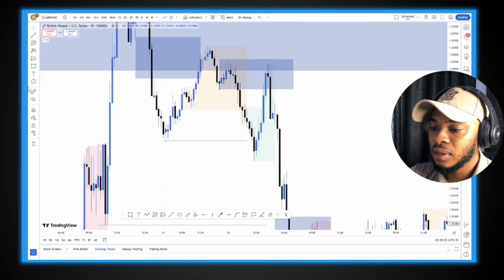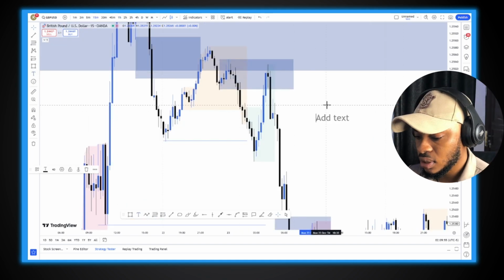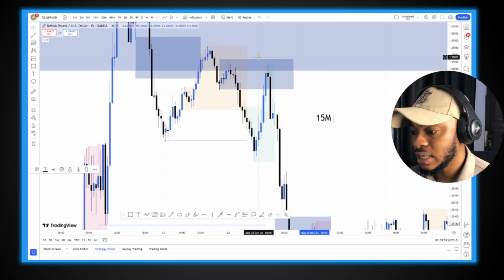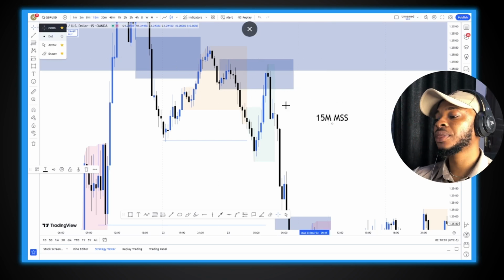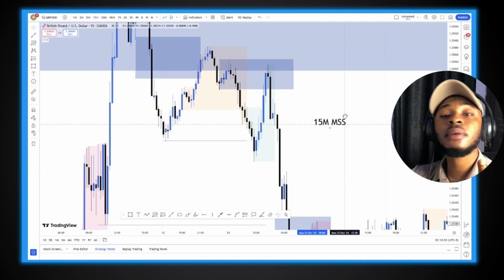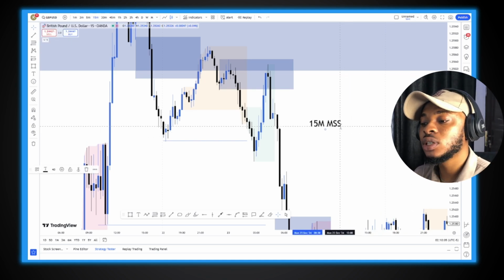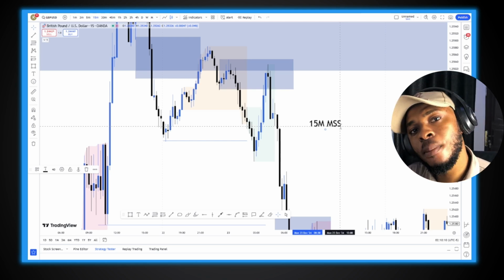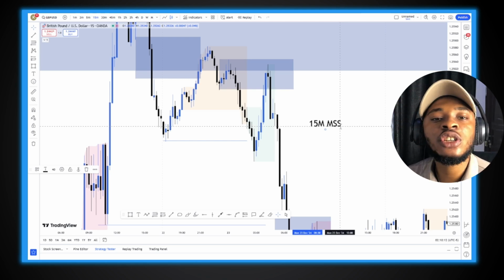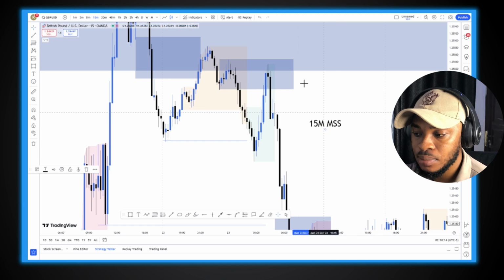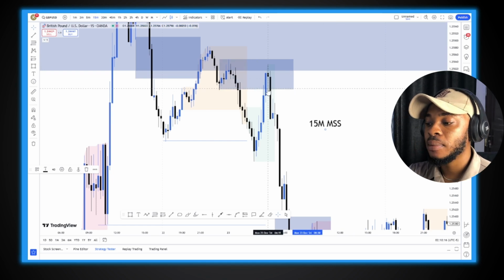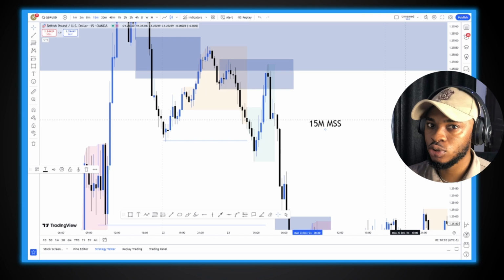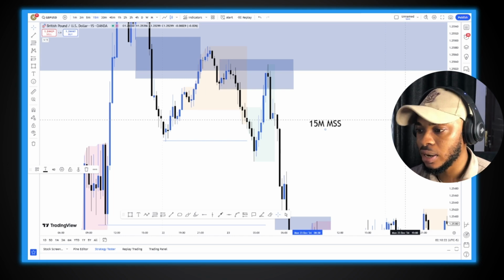Now when you hear me say 15 minutes market structure shift, you need to understand something: if the 15 minutes is already aligned with the current trend, when you came to meet it, you don't need a new market structure shift. You just need to enter your trades from that particular zone, but you might confirm it with something like a 3 minutes market structure shift. I don't know if I'm clear.